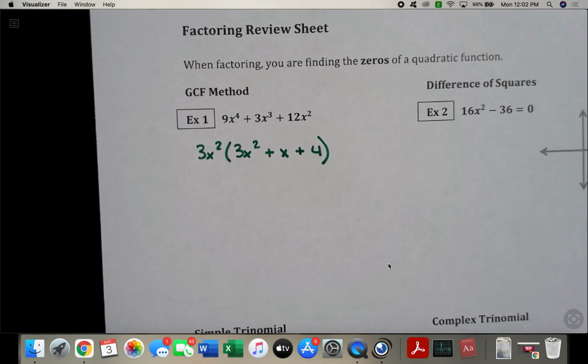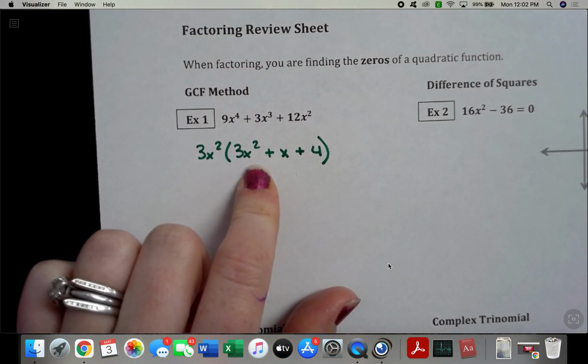We already started doing the greatest common factor method, and then I forgot that I started recording. Shush.